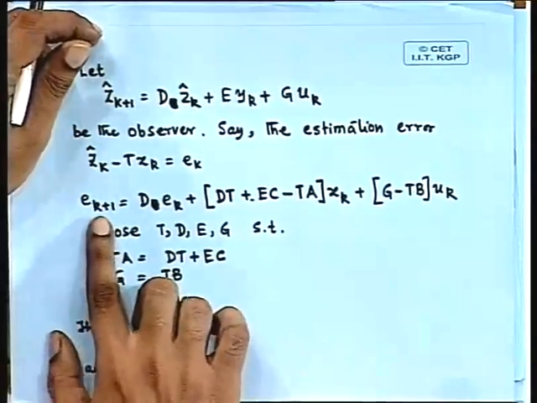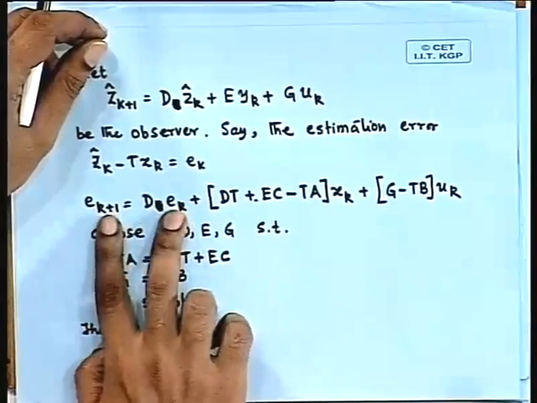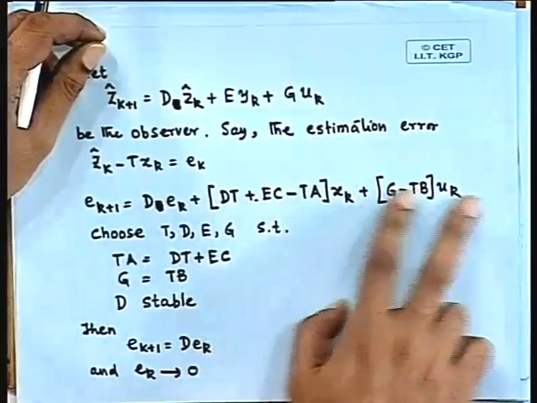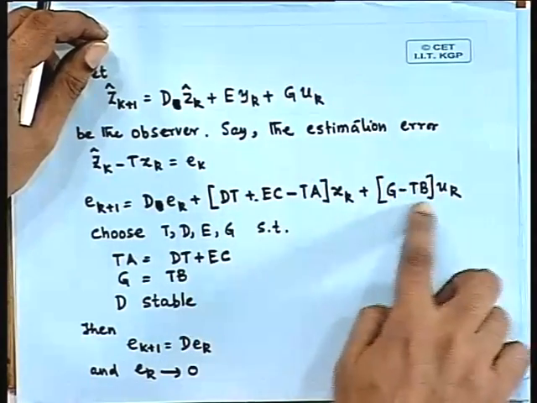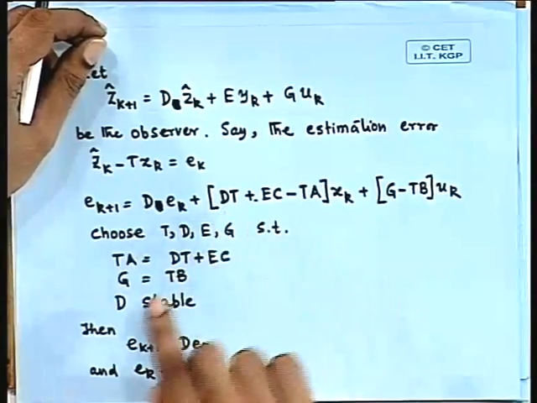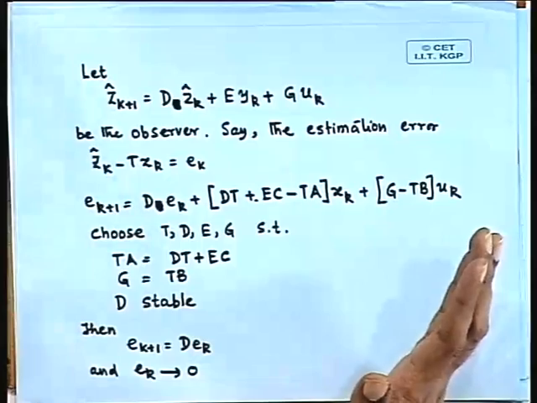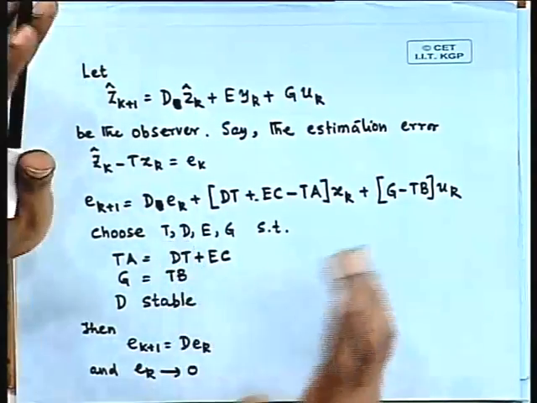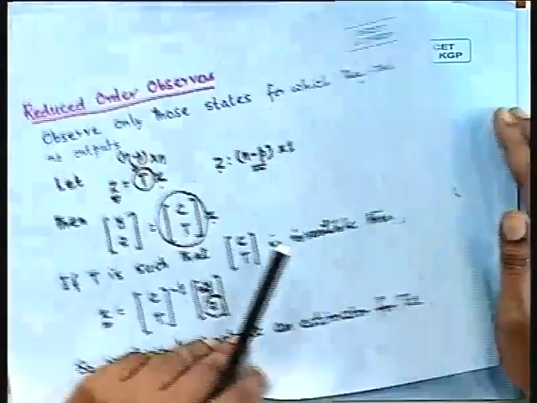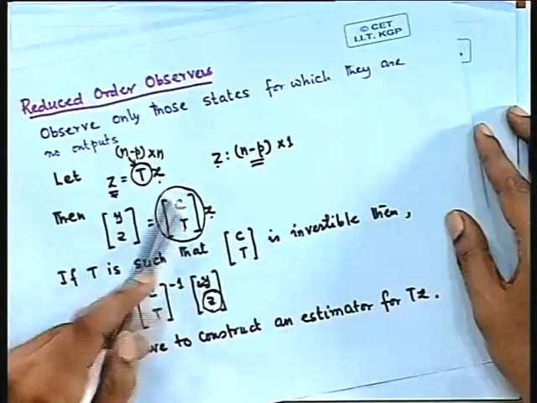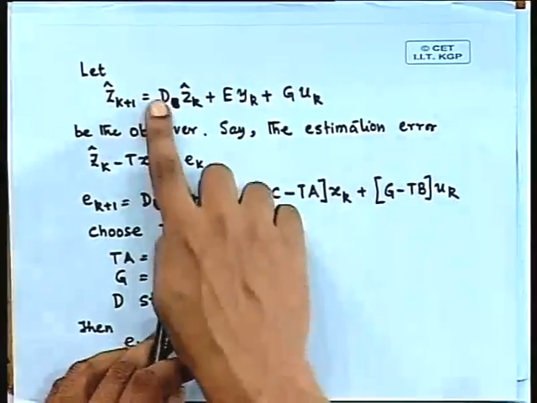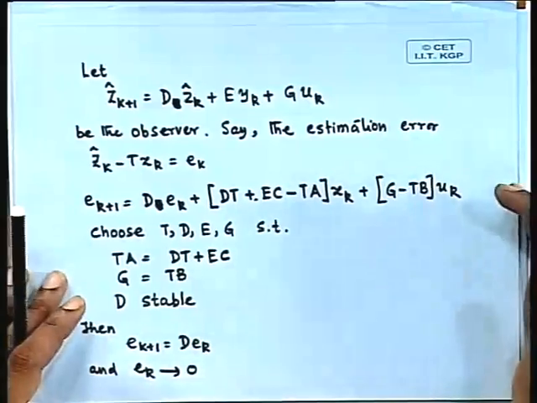Now you see that this is the homogeneous dynamics and these two are like inputs. So if you can make these 0, then it will again be in that form. So now it is basically a design problem. What are the things that you choose when you design this observer? You first choose this T, then corresponding to that T you choose D, E and G, these are your matrices that you have to choose, then you get your observer.